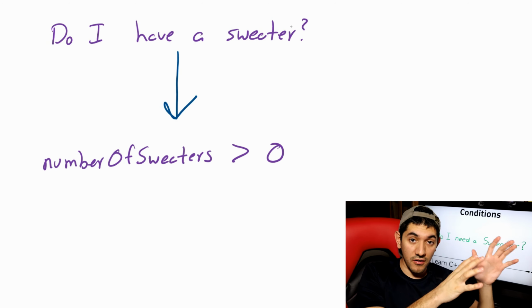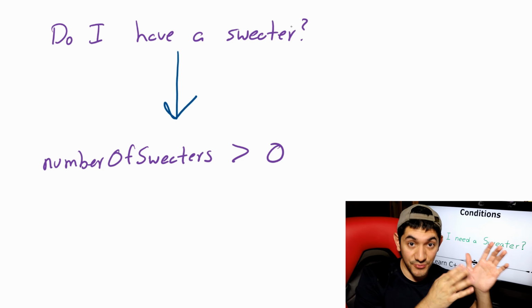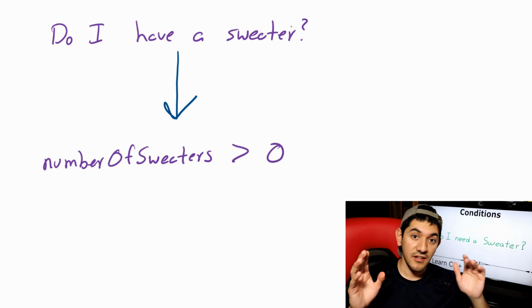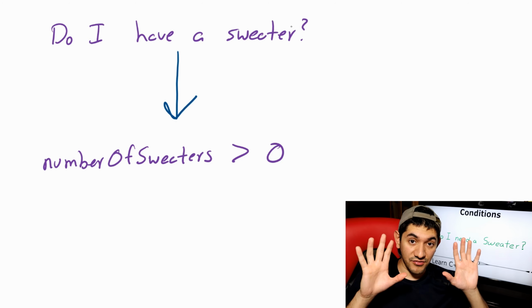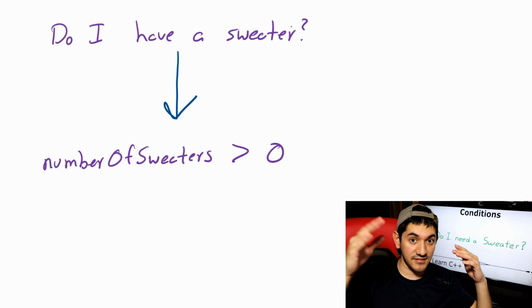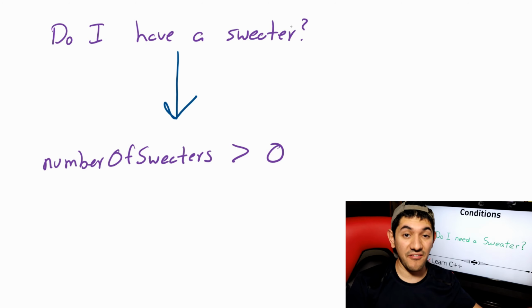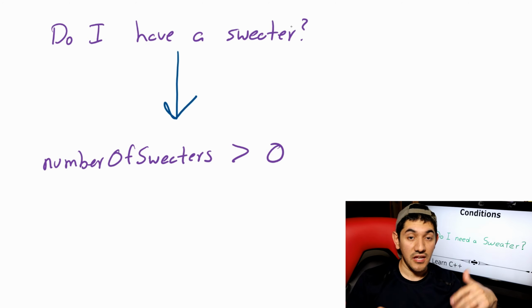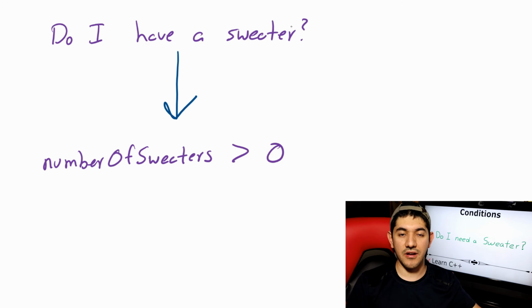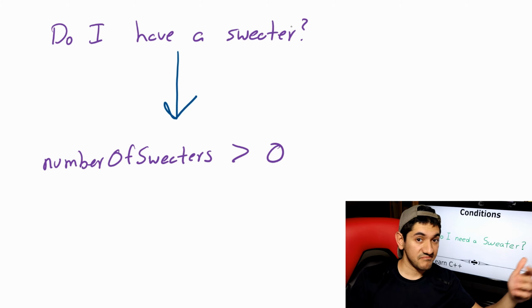Is the number of sweaters in my closet greater than 0? If that is true, if I go to my closet and I see one sweater or more, then I have a sweater. So the answer is yes. If I don't see any, then it is not greater than 0, then the answer is no. So I can formulate the condition, do I have a sweater, by saying, is number of sweaters in my closet greater than 0? And that's it.